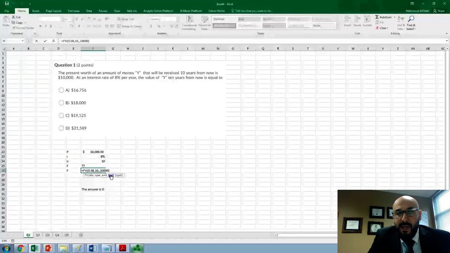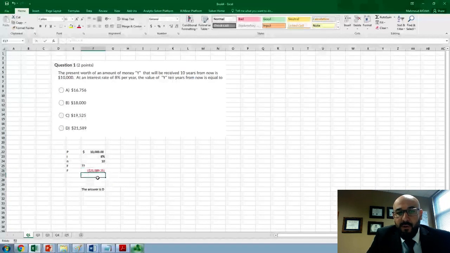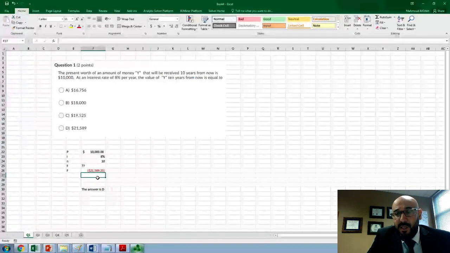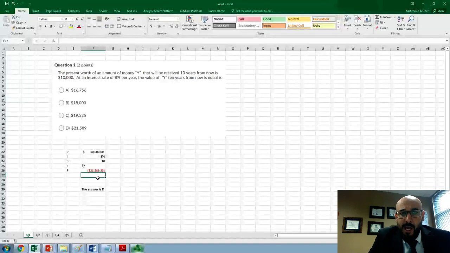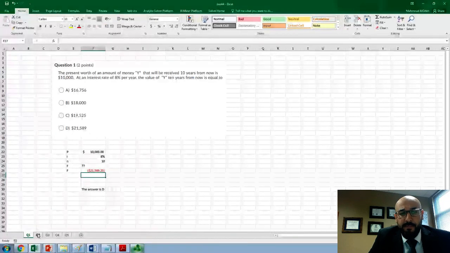And the present value, as stated in the question, is 10,000, and that would give you the future value of the 10,000 in 10 years, which would be equivalent to $21,589. So the answer for this question is D. Now let's move on to question number 2.